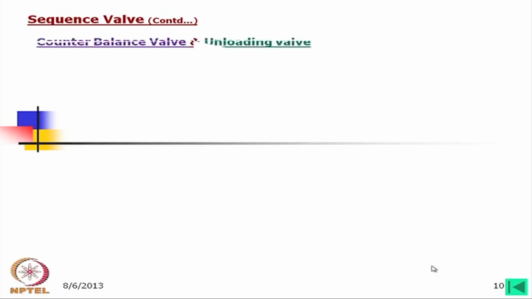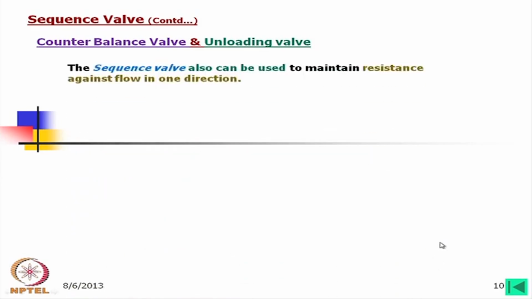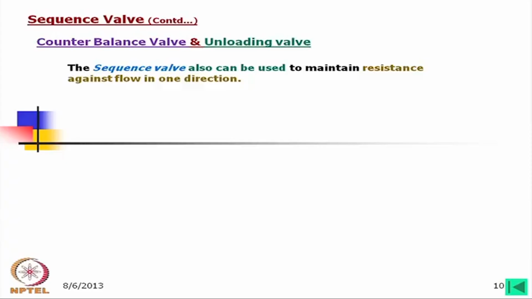Now, counterbalance valve and unloading valve. In fact, the sequence valve, depending on the applications, is given different names. Normally, we do not say that we need a sequence valve for this circuit. Rather, we say we need a counterbalance valve, which is basically a sequence valve. We call it an unloading valve, we call it a venting valve, etc.